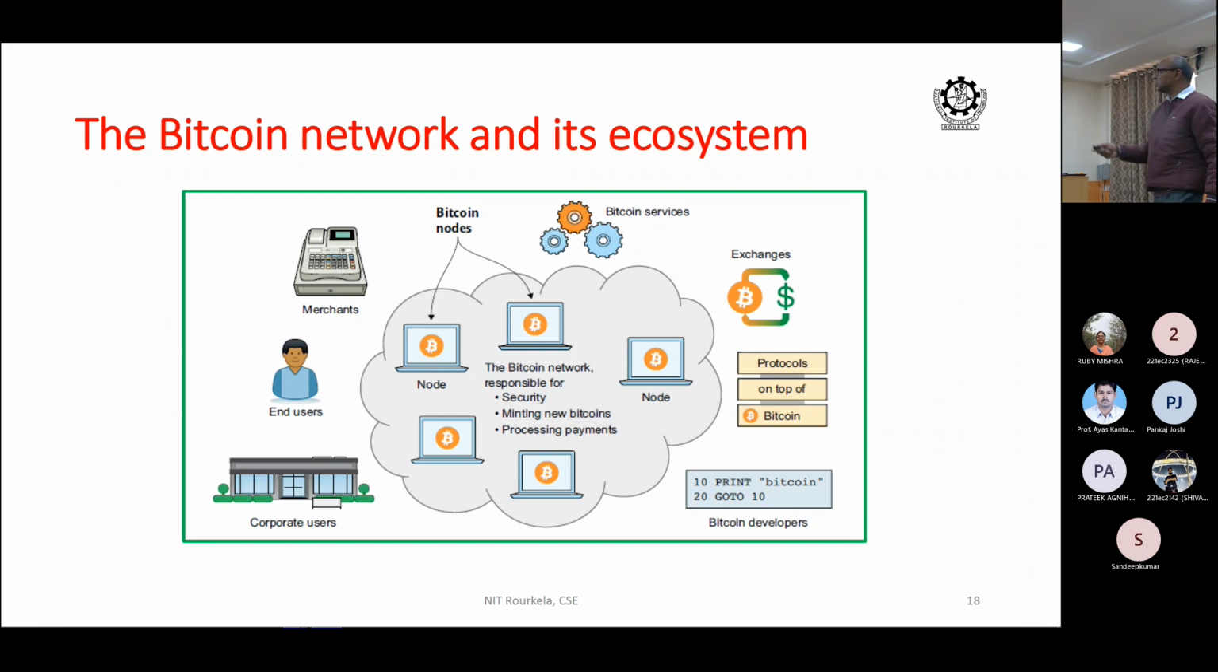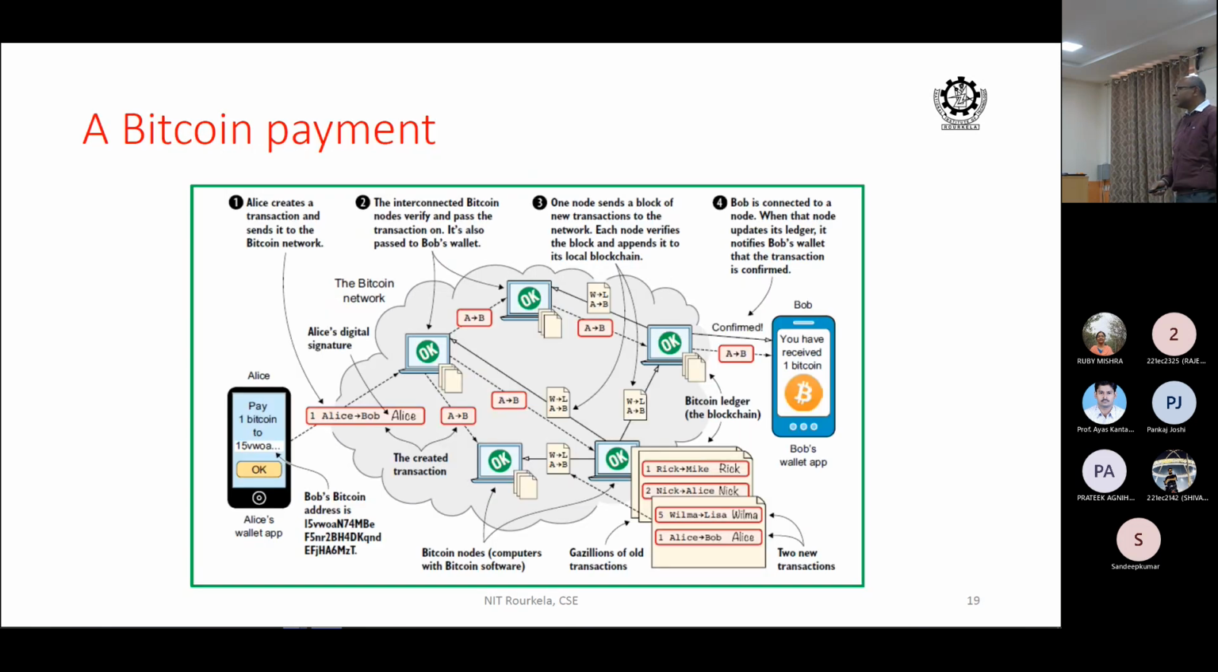So let's look at an ecosystem. It's the Bitcoin ecosystem. Bitcoin itself is a blockchain. Ethereum is another blockchain. If you look inside the cloud, those are the nodes, and there are end users. Everyone can be an end user. There are the Bitcoin service providers, and then there are the Bitcoin developers. Any node receives the transactions, verifies the transactions, and after verification, sends them on.